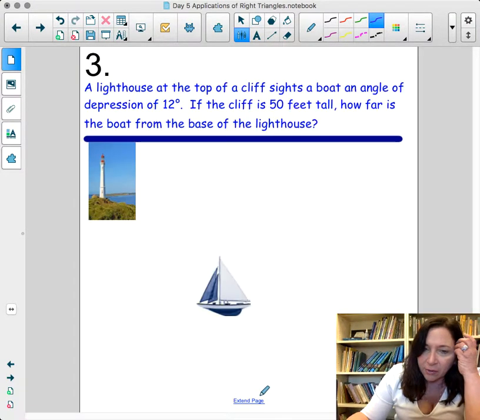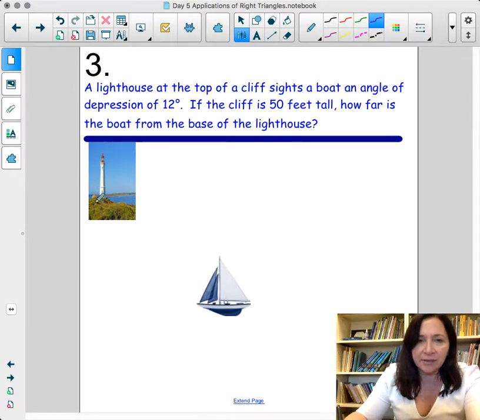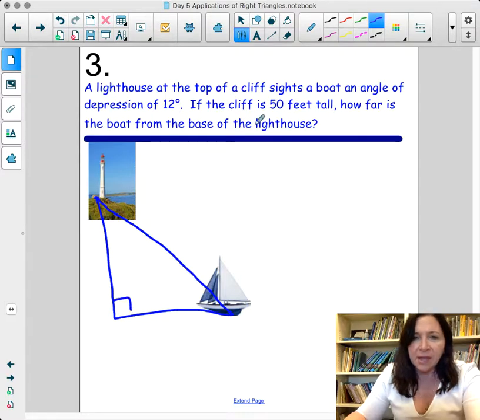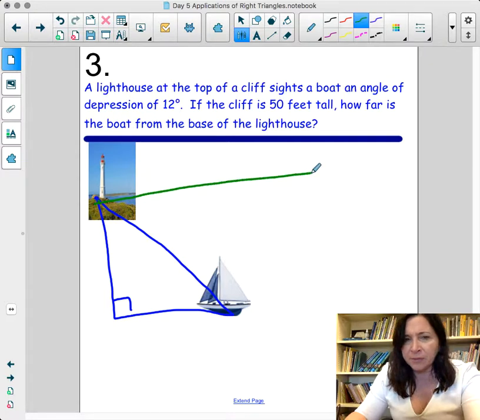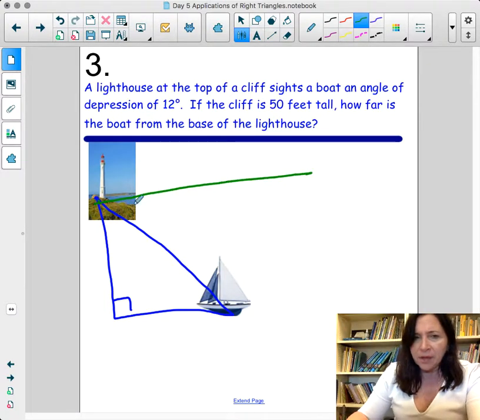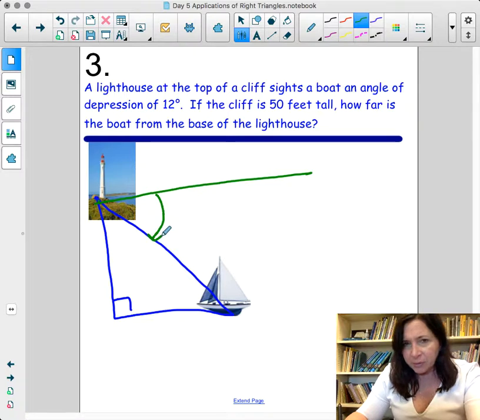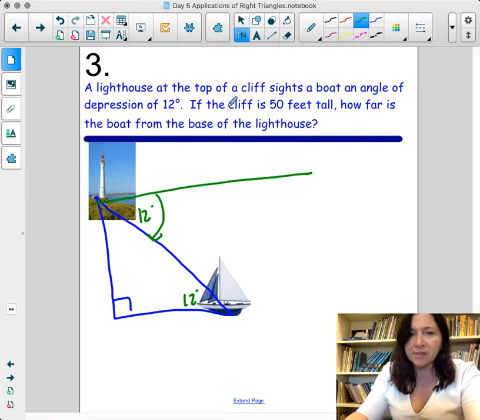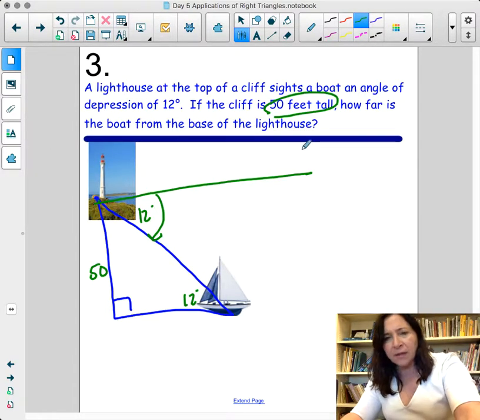It says that you have a lighthouse, and the lighthouse is at the top of a cliff. So let's make a cliff. We have the boat, and then probably something like this. It says a lighthouse at the top of a cliff sights the boat at an angle of depression. I love this question. So remember what I said about the angle of depression? They are on the horizontal. So that means that this is my angle of depression. So that's 12 degrees, which means this down here is 12 degrees. If the cliff is 50 feet tall, so now it's the height there, how far is the boat from the base of the lighthouse?